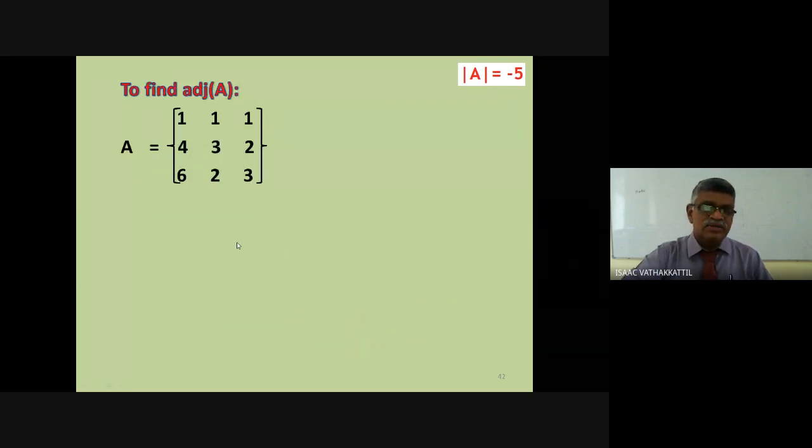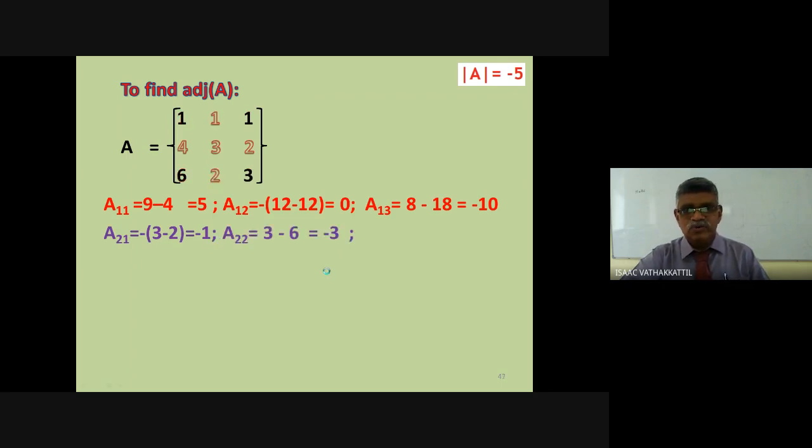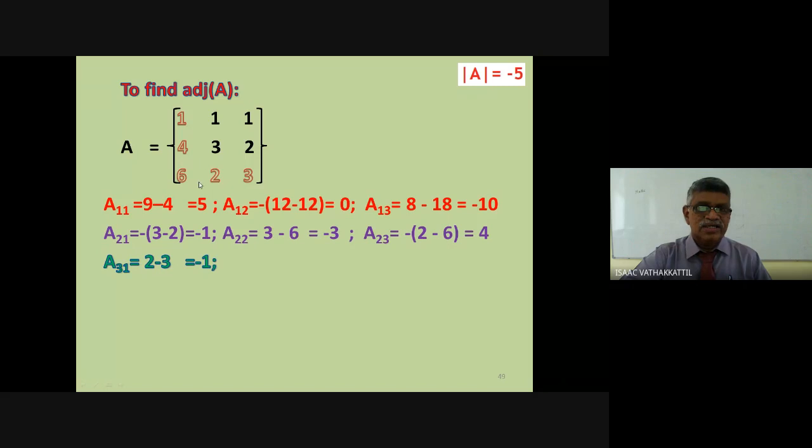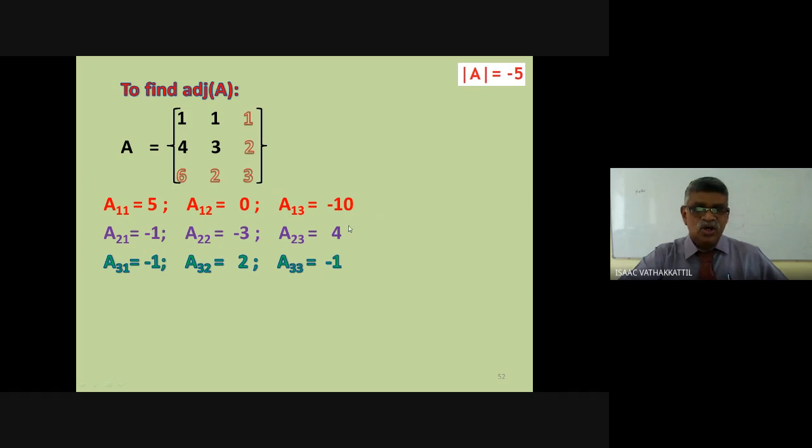For finding the adjoint, we find the cofactors of each element row wise. A11, 6 minus 3 is 9 minus 4, 5. A12, you can easily calculate. A13, A21, A22, A23. Further, A31, cofactor of 31st element, plus minus plus, 2 minus 3, so minus 1. A32 and A33. We have the cofactors of each row.